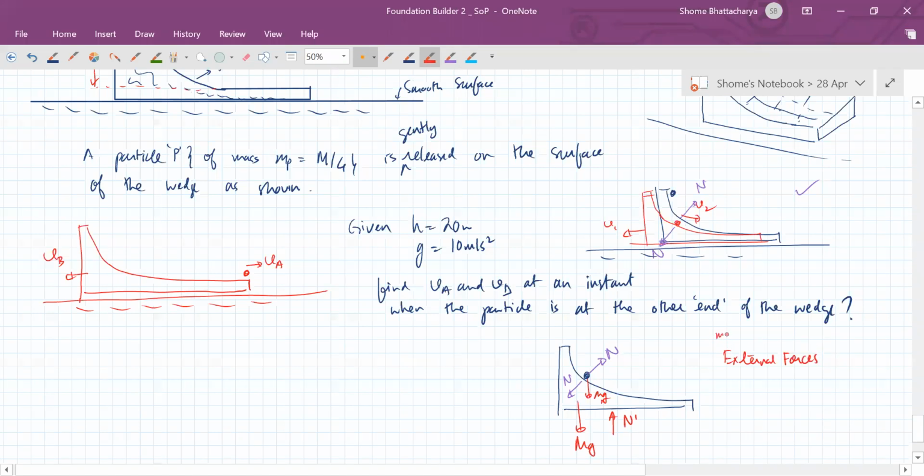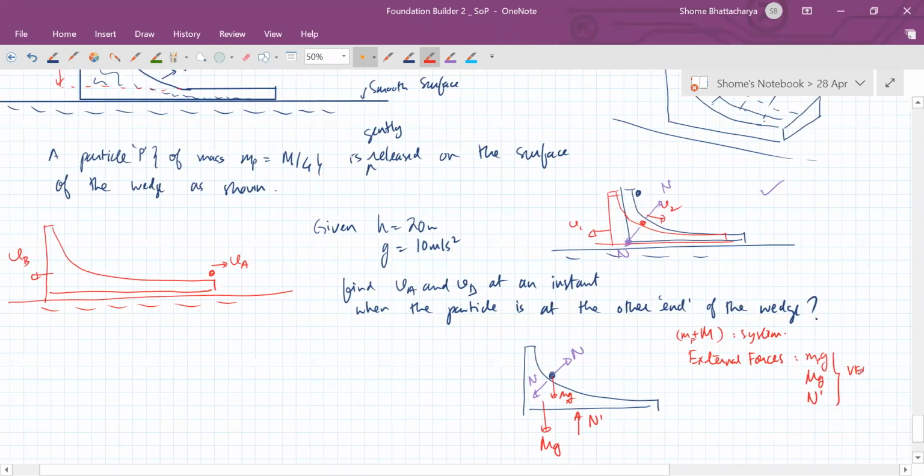For the system, we are taking the particle plus the wedge as our system. For that system, the external forces, the weight of the particle, the weight of the wedge, and the normal reaction from the ground, are all vertical. Therefore, horizontal momentum for the system should be conserved and equal to 0. This is coming from horizontal momentum conservation.